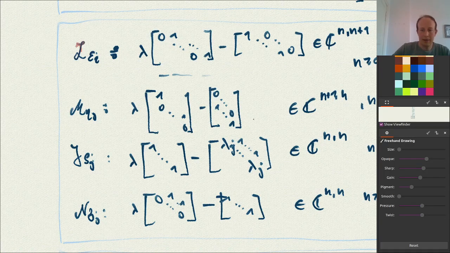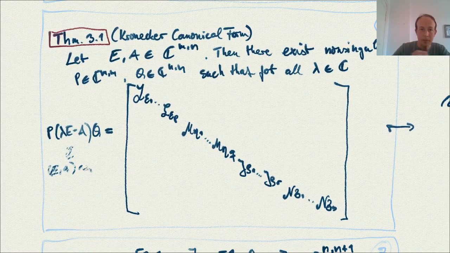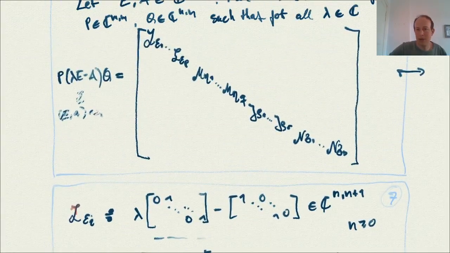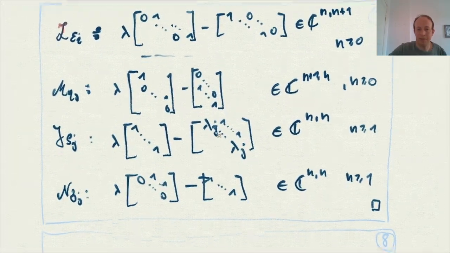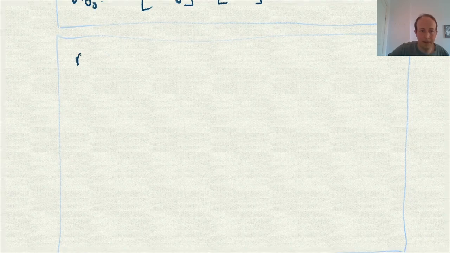And that's what the theorem says: for any such pair E, A in the complex matrices with m rows and n columns, you will find matrices so that you can find the equivalent matrix pair that has this particular form. It's block diagonal, and the blocks have this structure here. And I have to add a few remarks on that.